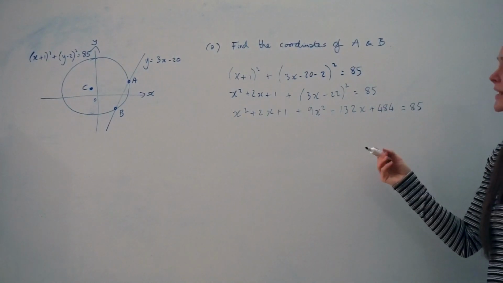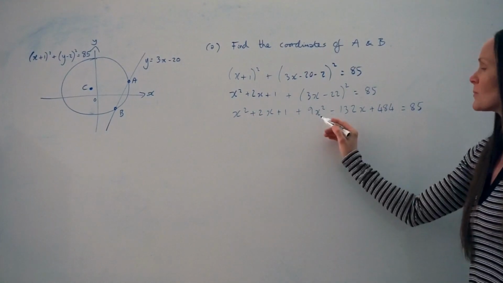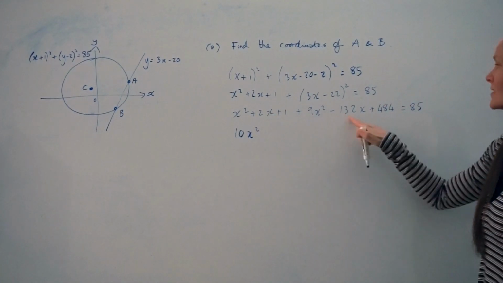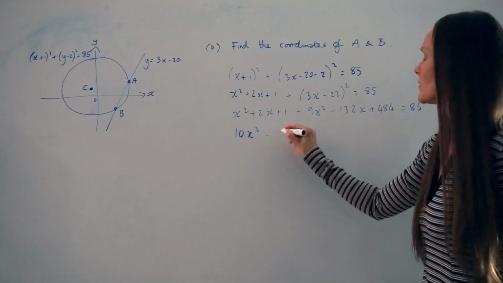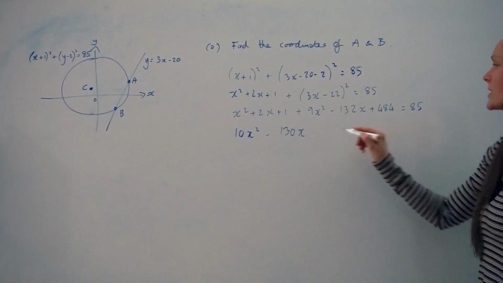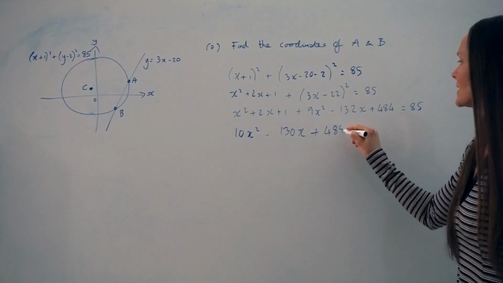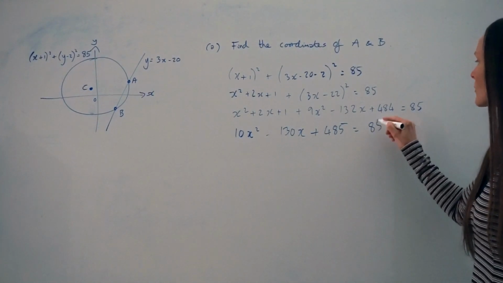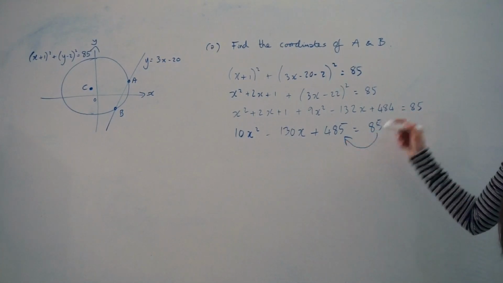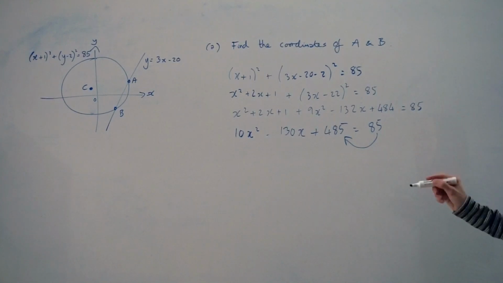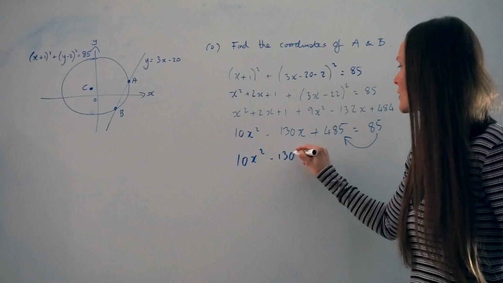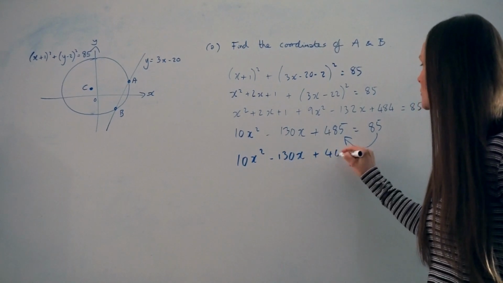Next I have to simplify this. I'm going to add all the like terms together. 1x squared plus 9x squared is 10x squared. If I add 2x to negative 132x, I have negative 130x. And positive 1 plus 484 is 485. Now I'm going to move this 85 over to the left-hand side, so I'm going to subtract 85 so that my quadratic equation is equal to 0. So I have 10x squared minus 130x plus 400.